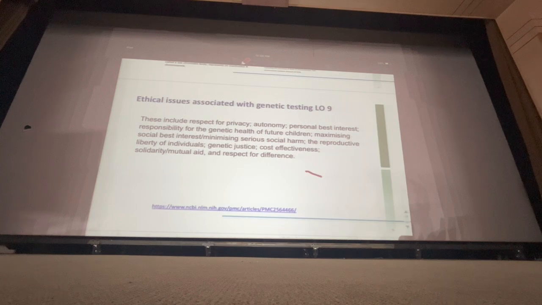Personal best interest. Although we have responsibility for genetic health for future children.